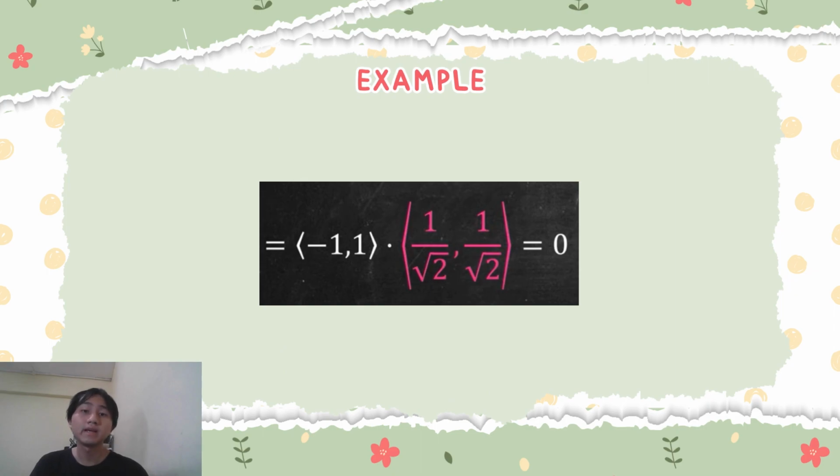So the next thing I can do is plug in my point, and I'm going to get minus 1, 1 for my gradient evaluated at this point. Dotted with 1 over root 2, 1 over root 2, the result is 0.